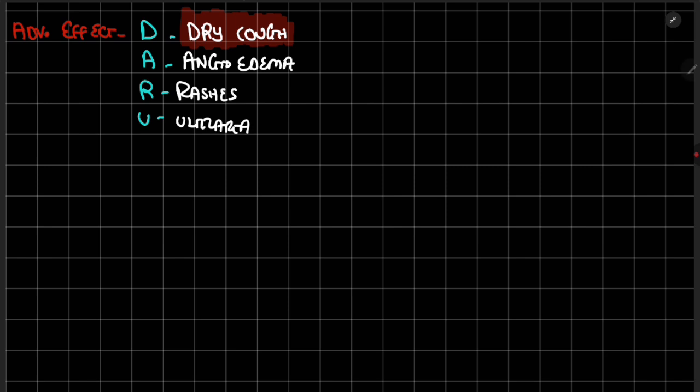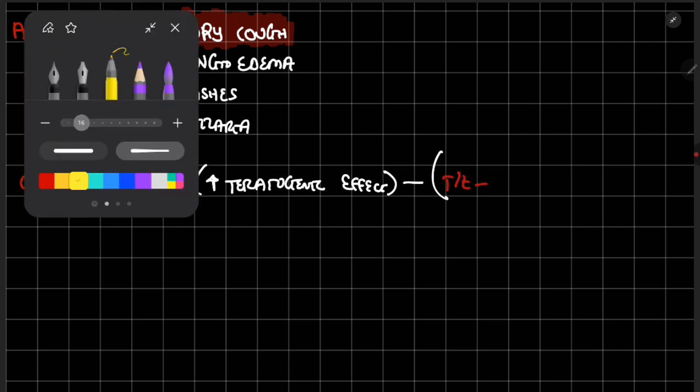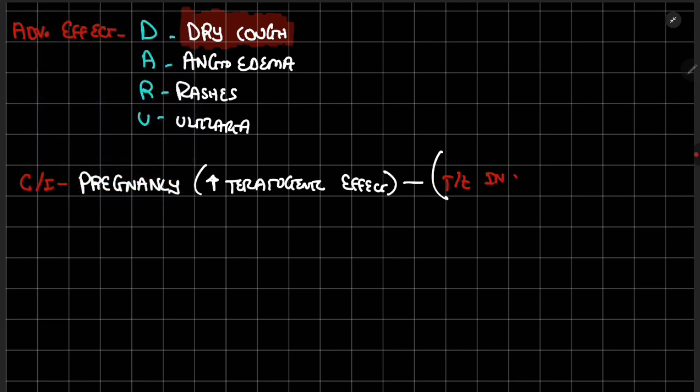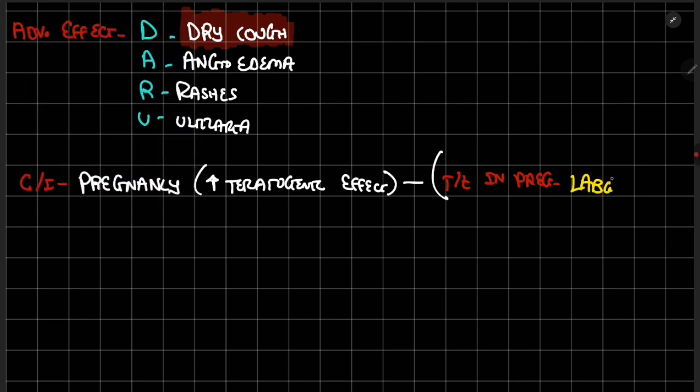Okay, now first, contraindications. It is avoided in pregnancy due to its high teratogenic effect. One famous drug given for treatment in pregnancy is labetalol, a beta blocker.